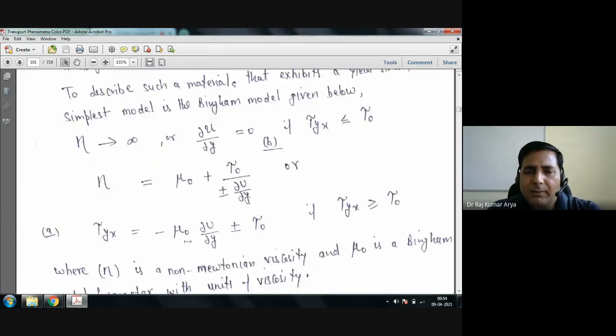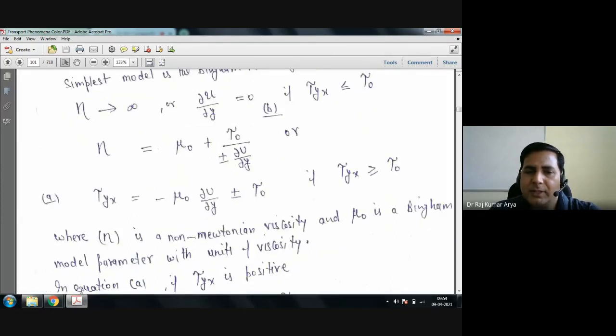Now, what will happen beyond that? If it is more than or equal to that, you will get this type of situation: tau_yx equals minus eta du/dy plus or minus tau naught, where eta is the non-Newtonian fluid viscosity and mu naught is the Bingham fluid model parameter. So, this is the mu naught. We don't call it the viscosity.